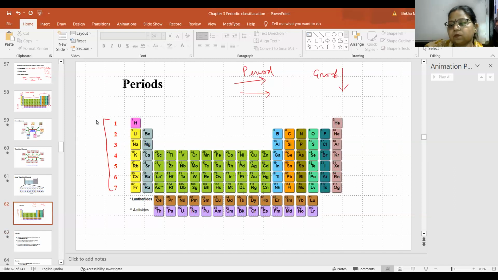If you spend some time with your periodic table, you will come to know about the geographical features of the periodic table. What is a group? How many groups? What are they named? What are the members? Right?